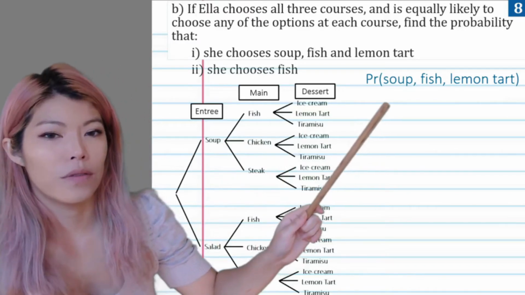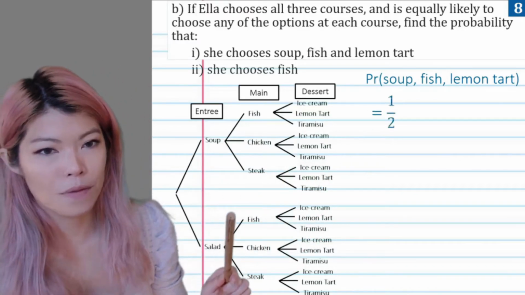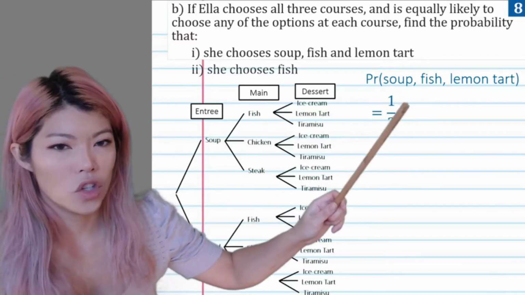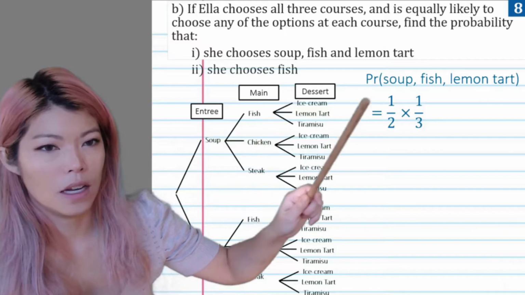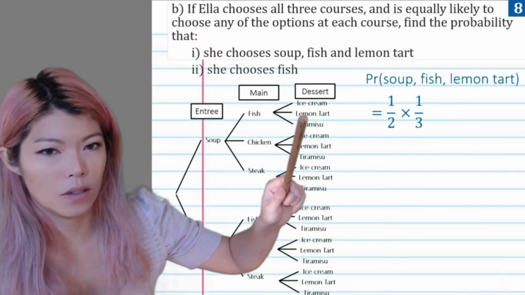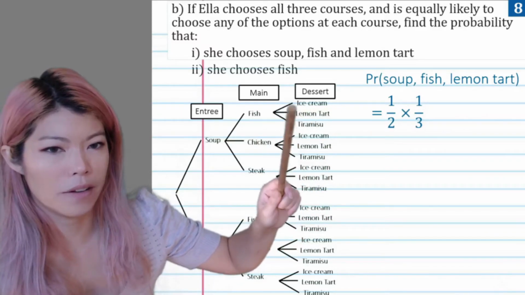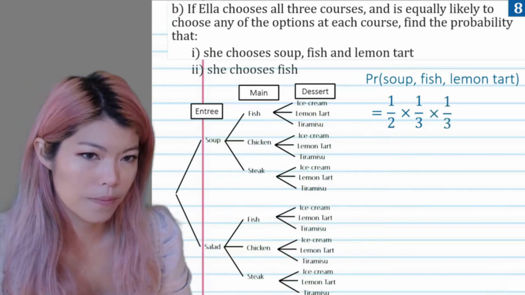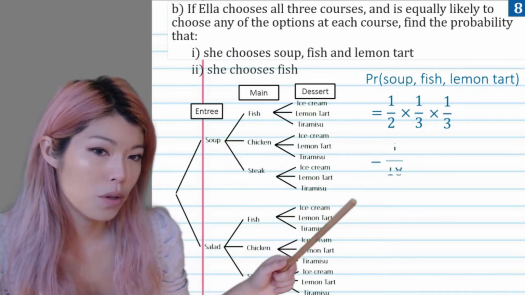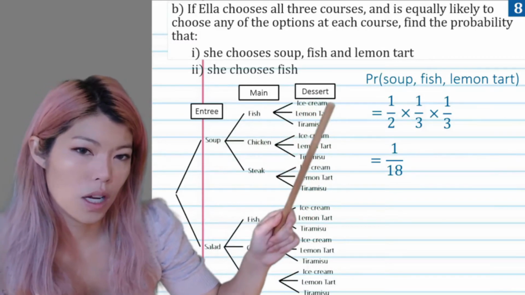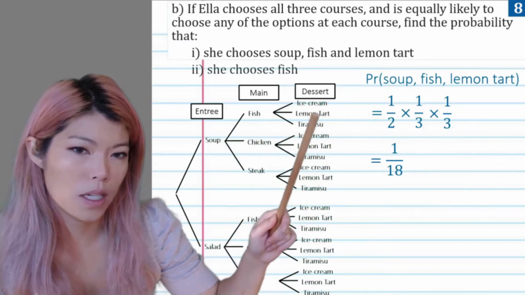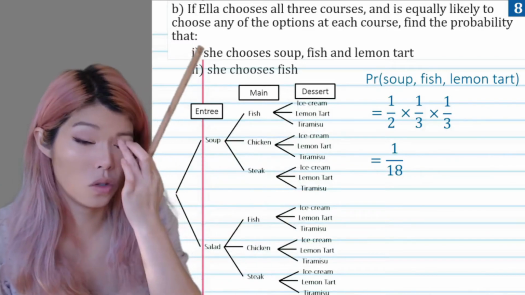So probability of soup, that's a half. And fish, and means times. Fish is a third. And the probability of lemon tart is, well, there's 1 lemon tart out of 3 desserts, so also a third. And when you multiply through, you will surely get 1 over 18, which you can see that soup, fish and lemon tart is 1 out of the 18 choices.